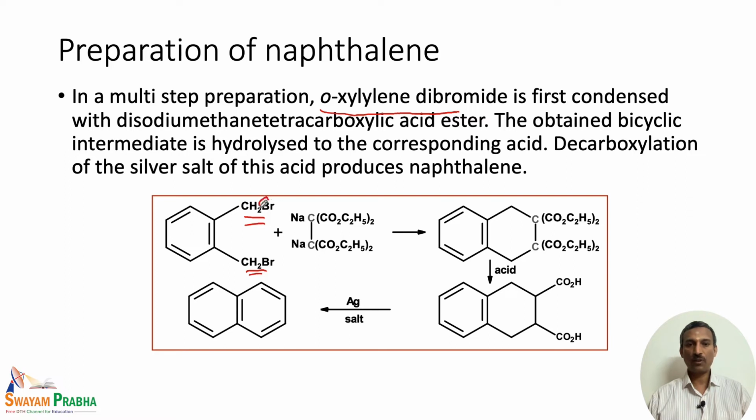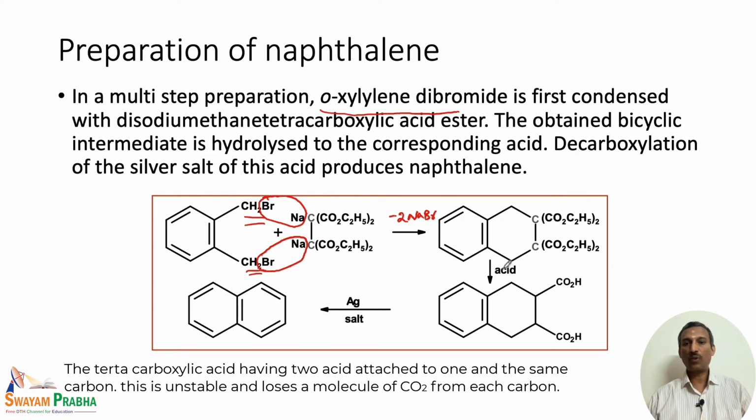Basically what happens is the bromine and the sodium form sodium bromide. So, two molecules of sodium bromide are formed in this reaction, and this removal leads to the formation of a bond between this methylene group and this carbon. Similarly, this methylene group and this carbon, that leads to the cyclized product as shown here, and this compound on acid-base hydrolysis leads to the dicarboxylic acid, and this dicarboxylic acid on treatment with the silver salt leads to the corresponding naphthalene derivative, and this also undergoes aromatization.